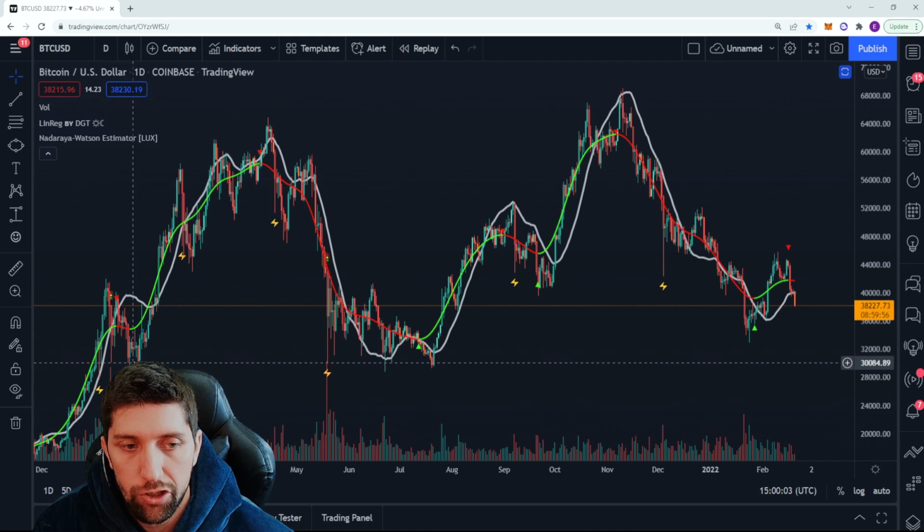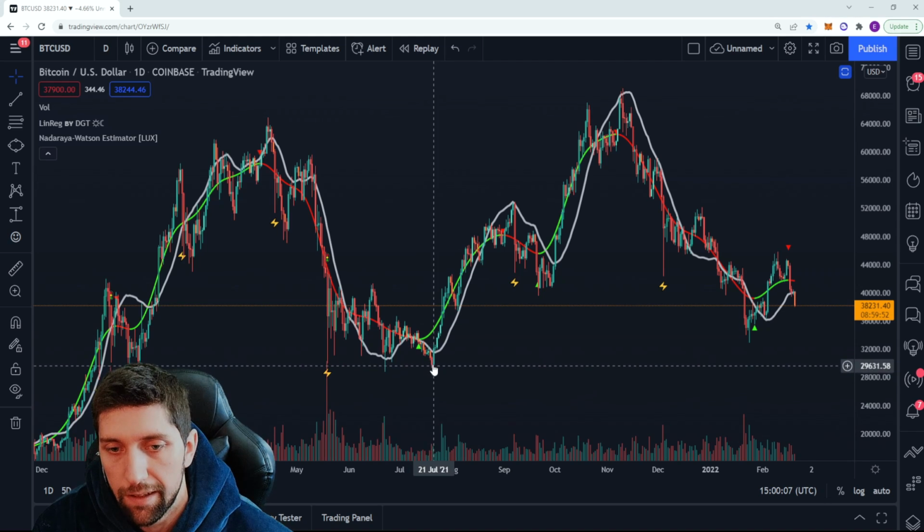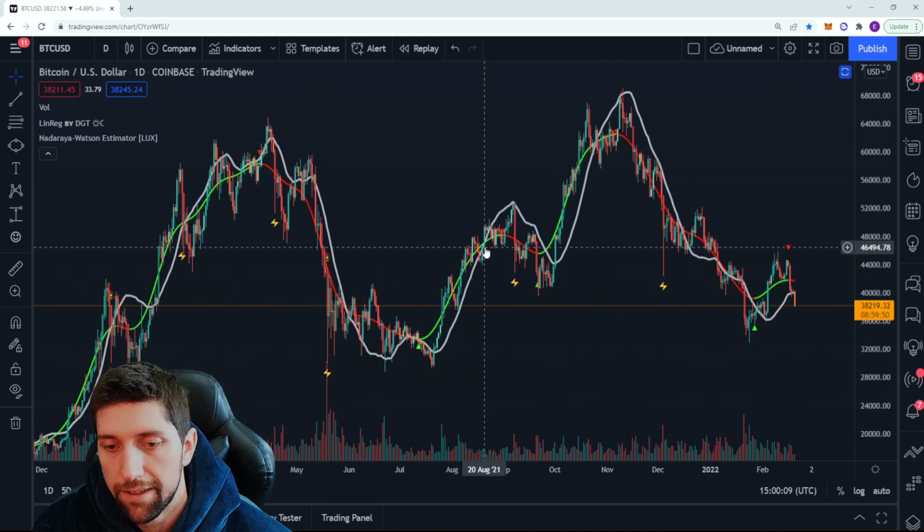That would be a confluence with January 21st. And then the Nadaraya confirms that this was a fakeout. We get the support hold and we take off to the races.